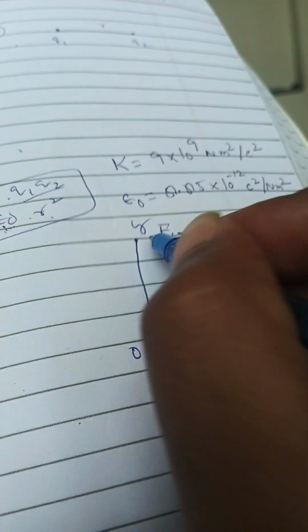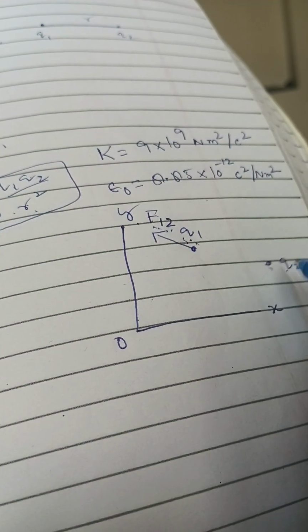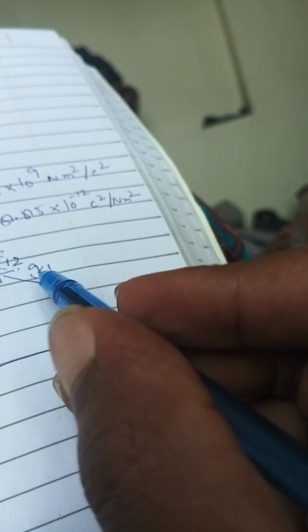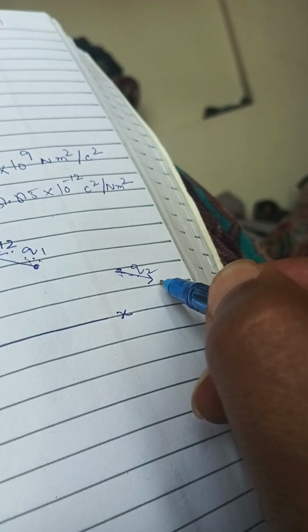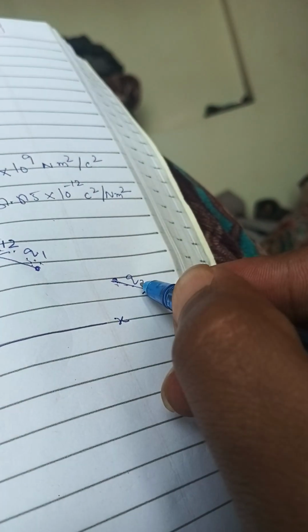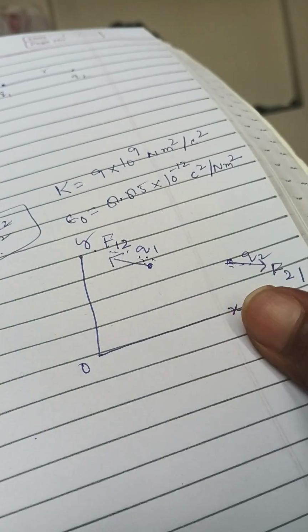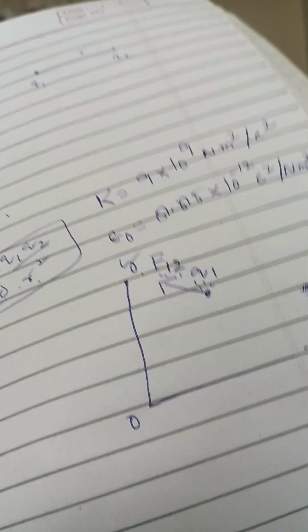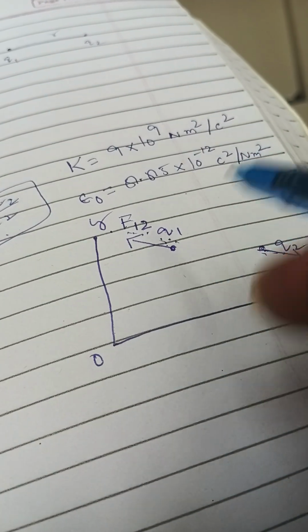The symbol is like this: force on 1, applied on 1 due to 2. Similarly, Q1 will repel Q2 and the direction of force is this, and we call it force on 2 due to 1. These are the two forces. They are equal in magnitude and opposite in direction. So mod F21 is mod F12, following Newton's law of motion.